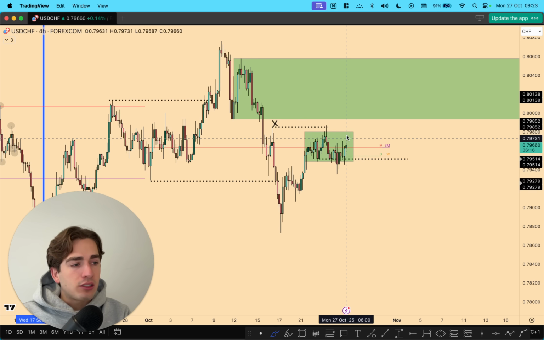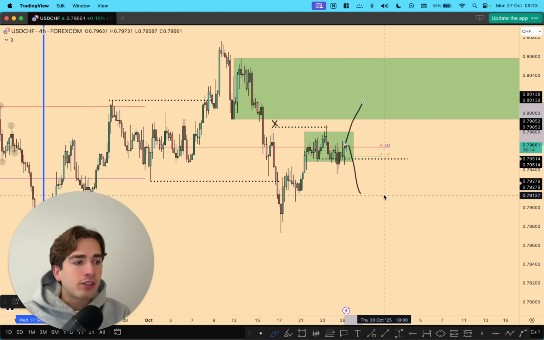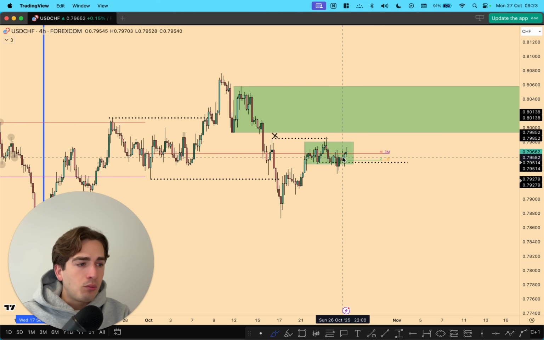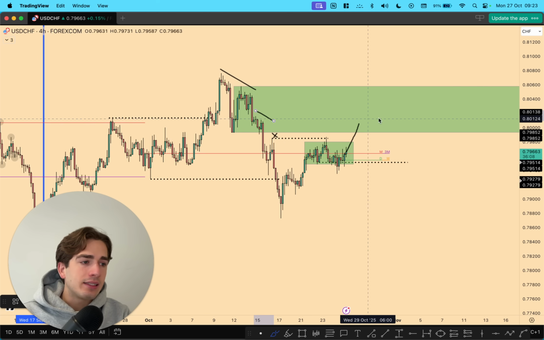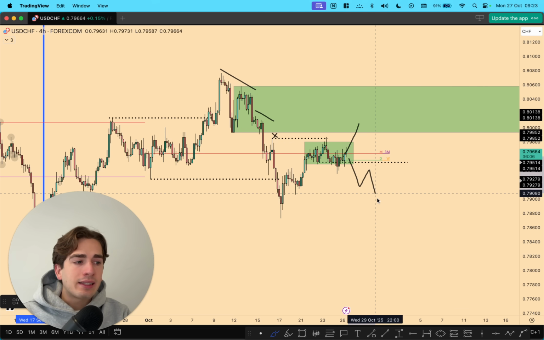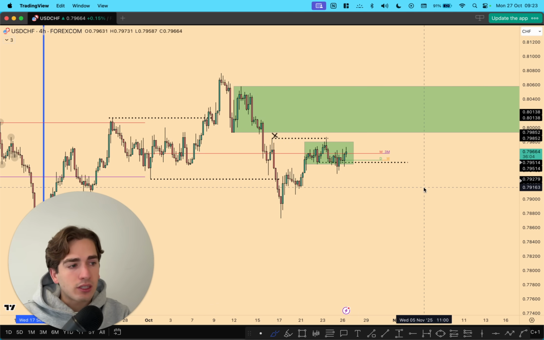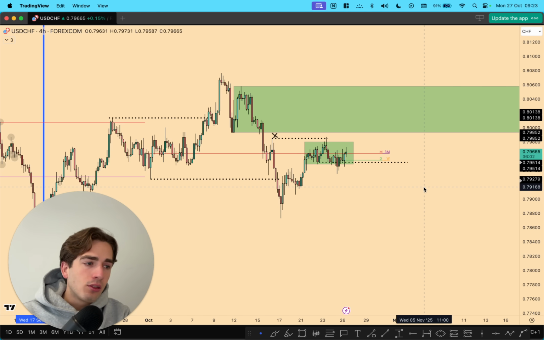So wait for this to break out in either direction and then maybe get in. If we do start breaking up again, then you could look for these descending highs to get taken out. If we do start breaking down again, then you can start looking for those potential short positions once again. Though, that is pretty much that.